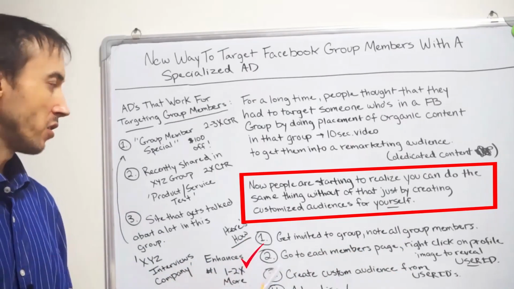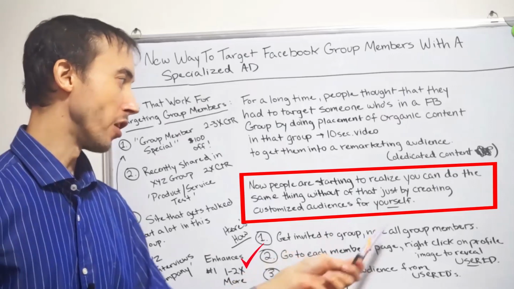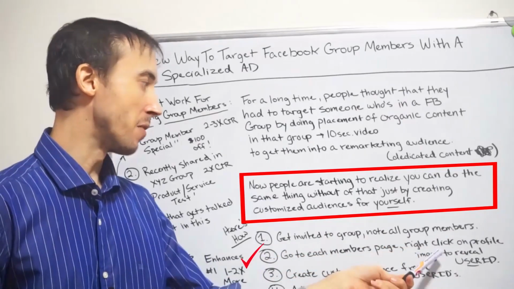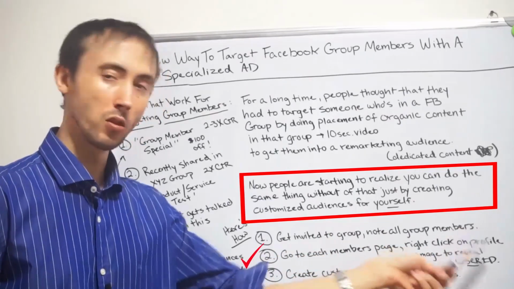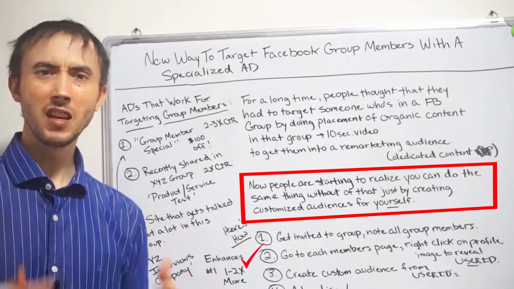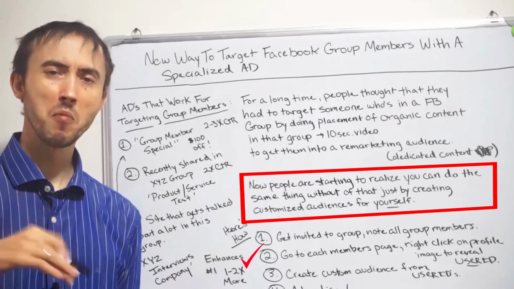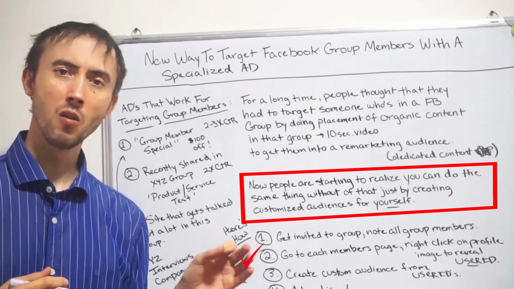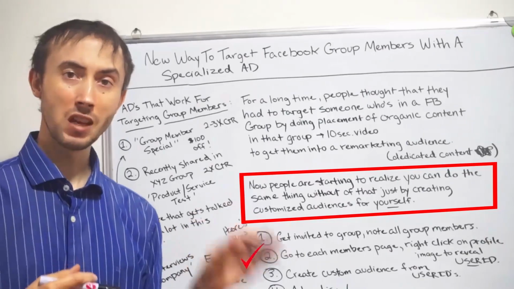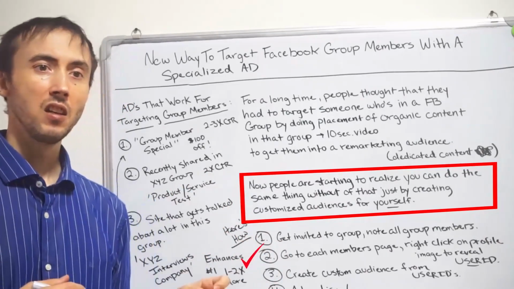Second, then you move on to go to each member's page, group member's page, and then right-click on the profile image of the user to reveal their user ID. So I think it's like a 6 to 8 digit number. I can't remember the exact format, but something like that. But you'll know how to. You'll see it. It'll say user ID next to the ID, so you'll know when you can find it there.